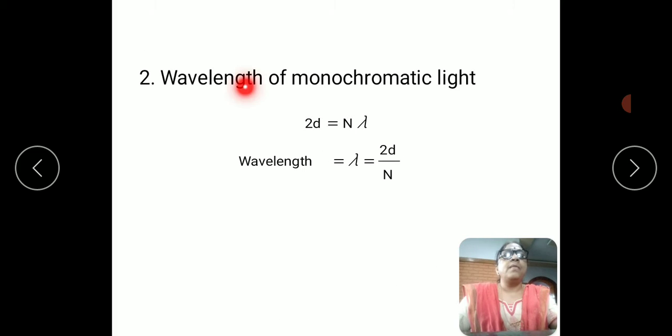And now the wavelength of the monochromatic light in case of Michelson interferometer is lambda equal to 2d by n. So with the equation 2d equal to n lambda, lambda is equal to 2 into d divided by n. n is the number of fringes that pass, and here d is the distance the mirror is moved.